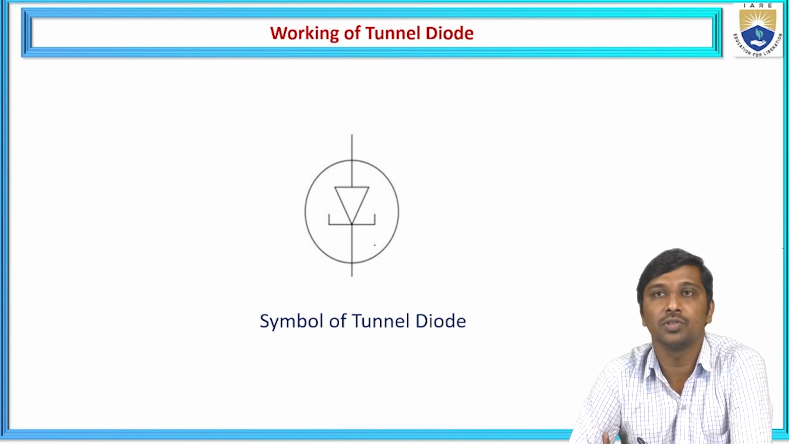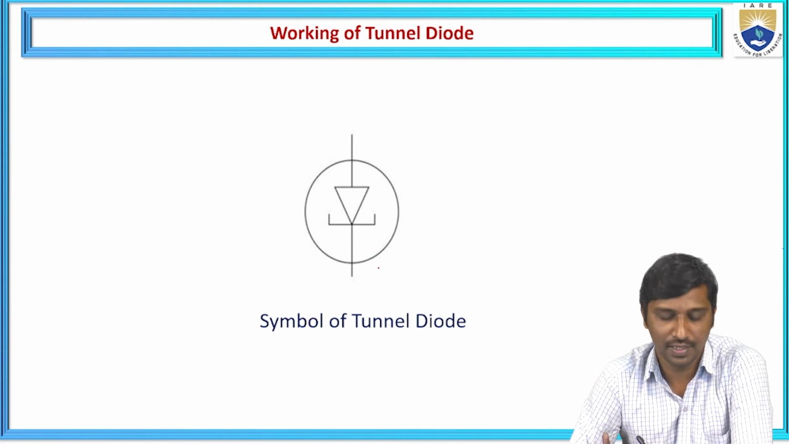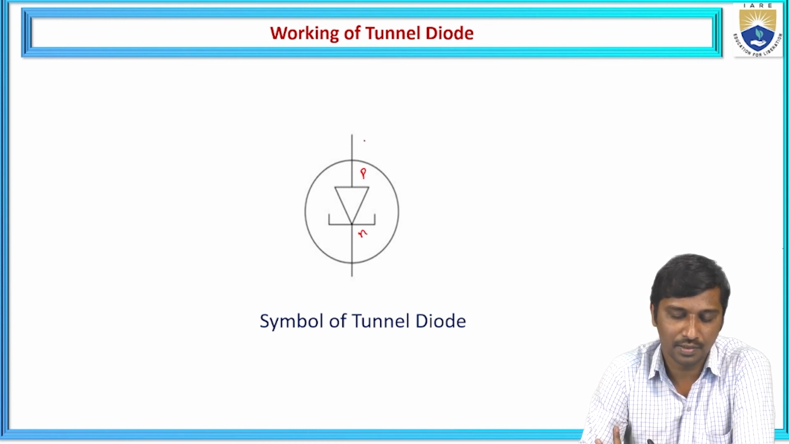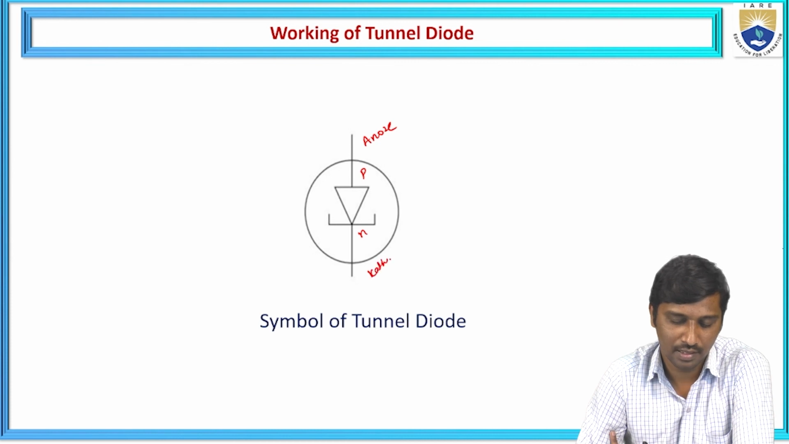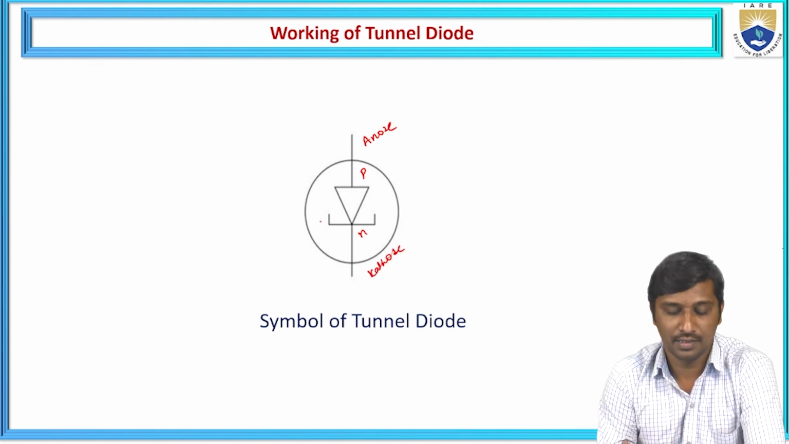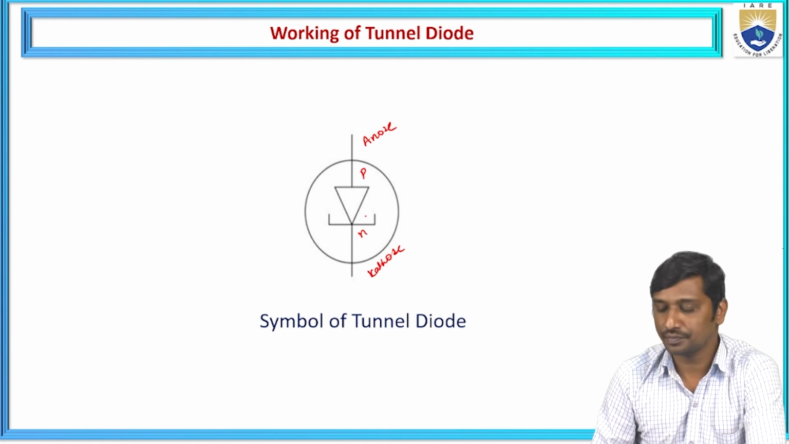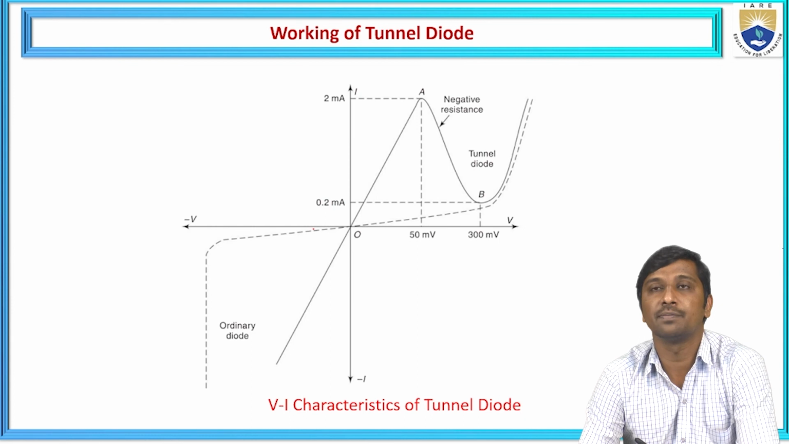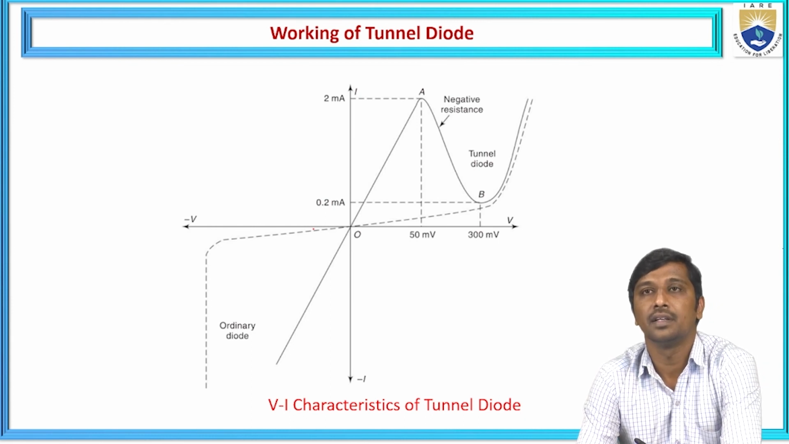And here I am showing the symbol of the tunnel diode. We have the P side material, and this is the N side. The P side is represented as the anode, and this is represented as the cathode. And this shows the tunneling effect. These are the VI characteristics we observed with respect to the biasing conditions.